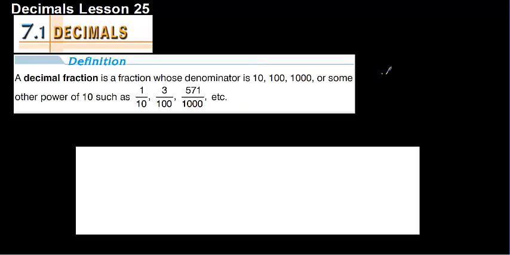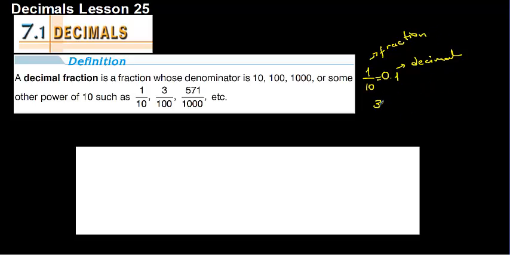Later I'm going to teach you how to write this, but 1 over 10 is going to be equal to 0.1. When 1 over 10 is written as 0.1, this becomes a decimal number. This is the fraction form, and this is the decimal form.